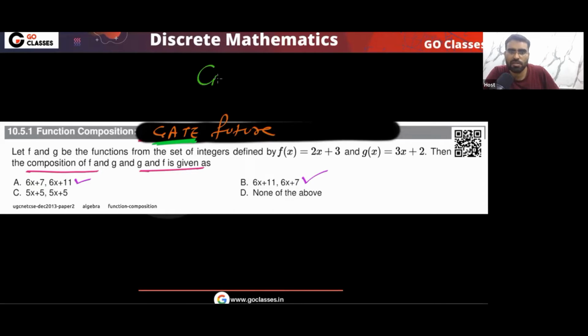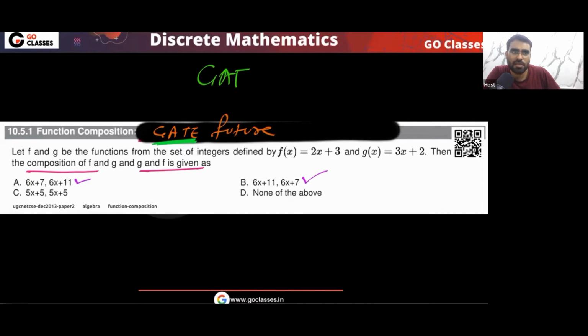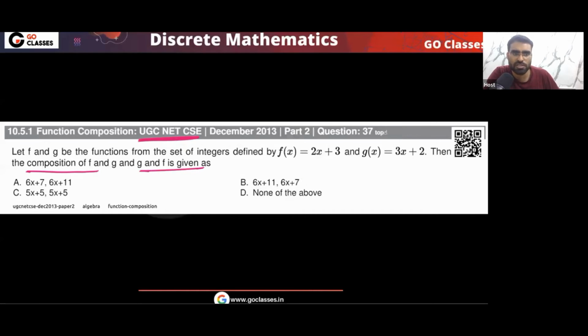Let me tell you, the GATE exam and the TIFR exam, Tata Institute of Fundamental Research, these are really very good exams. These questions are created by professors. The TIFR questions are created by TIFR professors, and GATE exam questions are created by IIT and IISc professors. But I don't know who creates UGC NET questions.